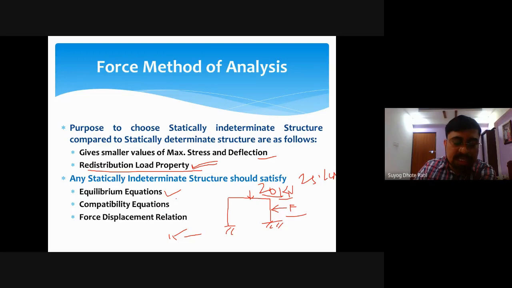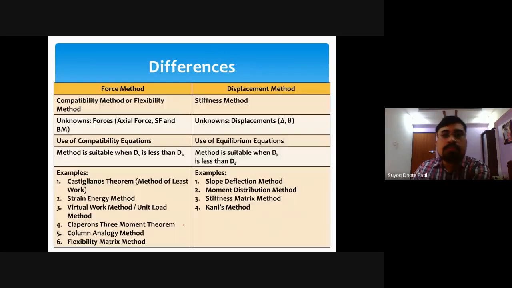In static indeterminacy, we have seen compatibility equations. In kinematic indeterminacy, we have seen the use of equilibrium equations. A blend of these, in both methods, is nothing but the force displacement relations. Force method is the compatibility method or flexibility method, whereas the displacement method is the stiffness method.